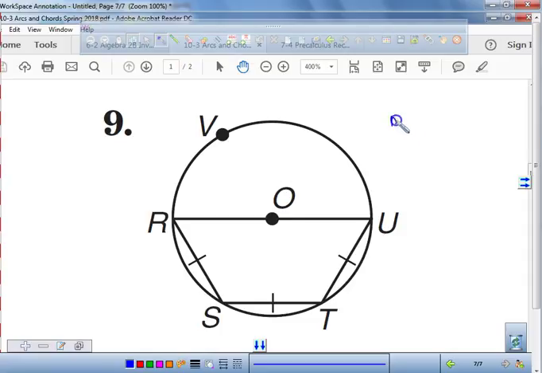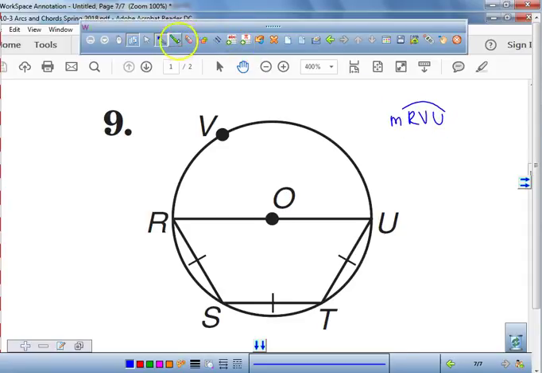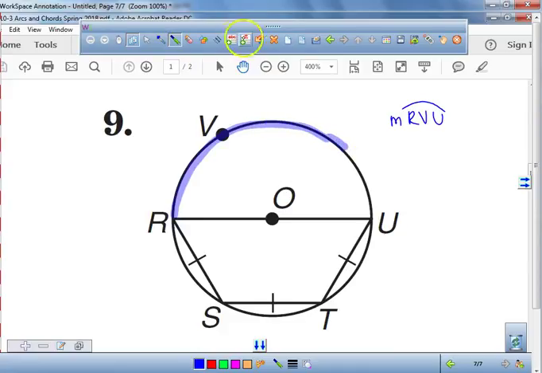RVU. Okay, so hold on. Let's try that one first. R, V, U. And it's important that you use all 3 letters for that, because that represents from here going all the way.